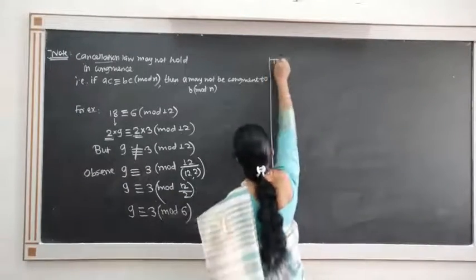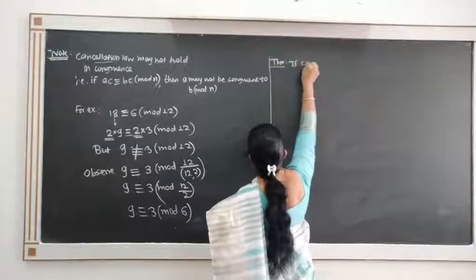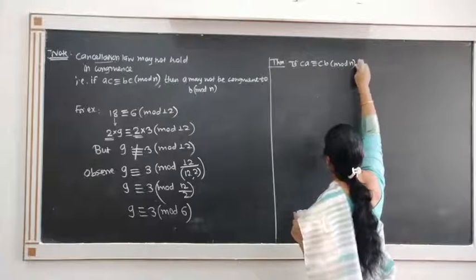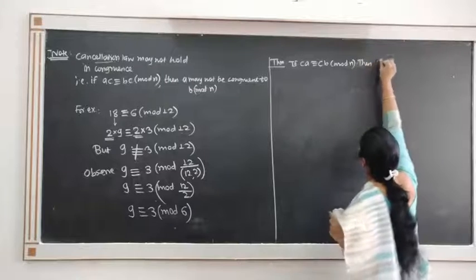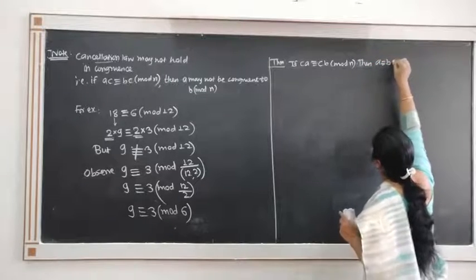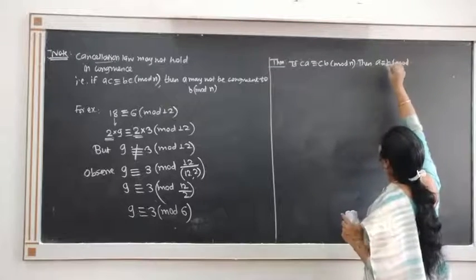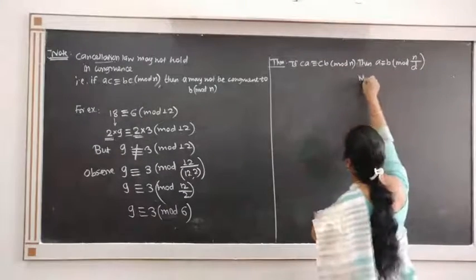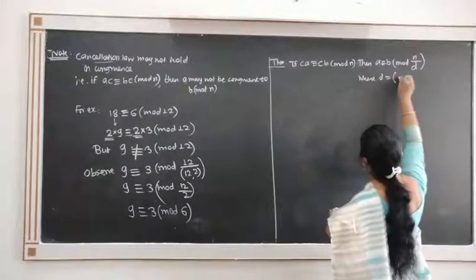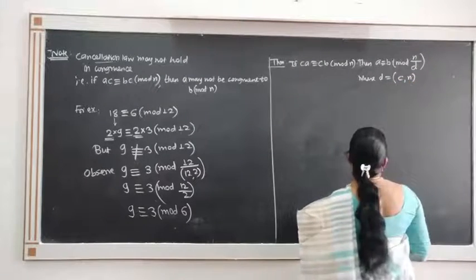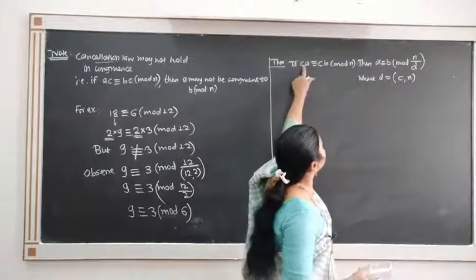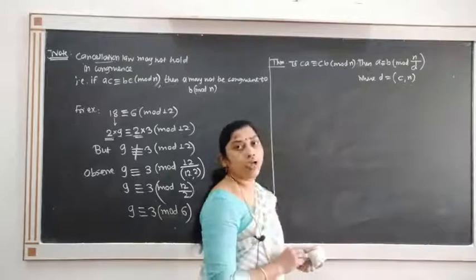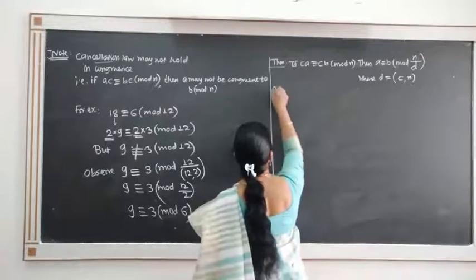So what is the theorem? The theorem says that if CA is congruent to CB mod n, then A is congruent to B modulo n by D, where D is the GCD of C and n. If D is the GCD of C and n, then A is always congruent to B modulo n by D. Observe why. So see the proof of this.